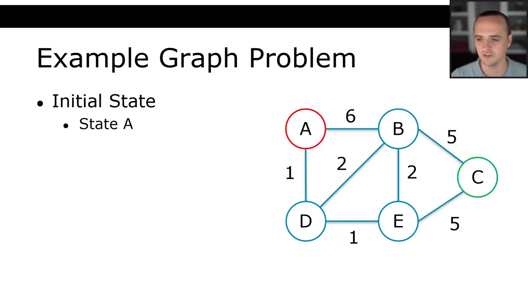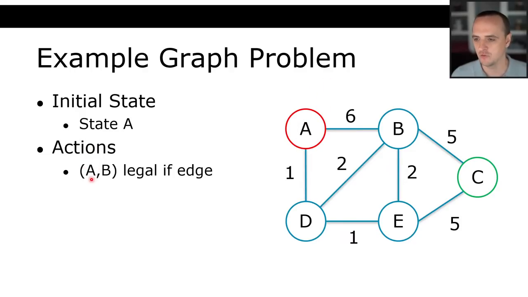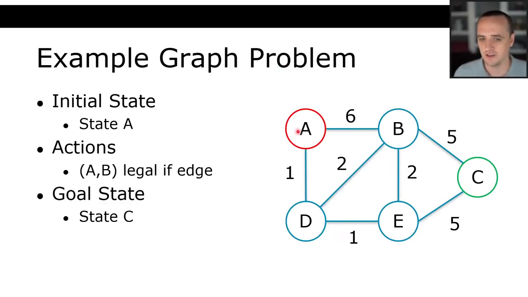So let's look at a specific problem instance in this environment. So a specific problem instance might be, okay, my initial state is state A. That's where I'm going to start in this environment. My actions are, okay, moving from one state to another state is legal if there's an edge between them. So for example, you cannot move directly from state A to state E. You may be able to take several actions that will get you there, but the action A to E is not legal because there's no edge in this graph. The goal state is going to be state C. So I want to end up in state C.